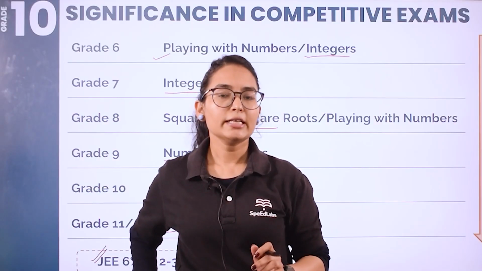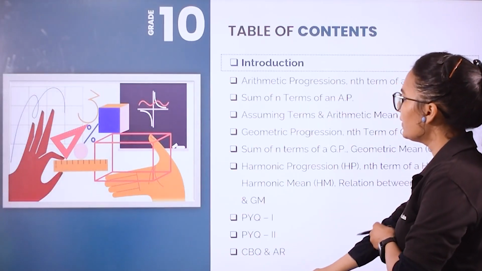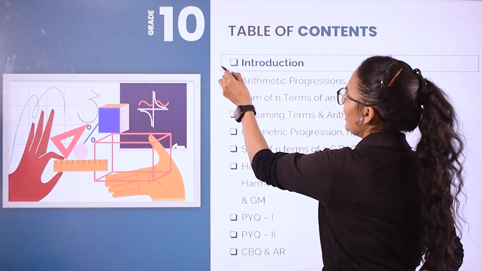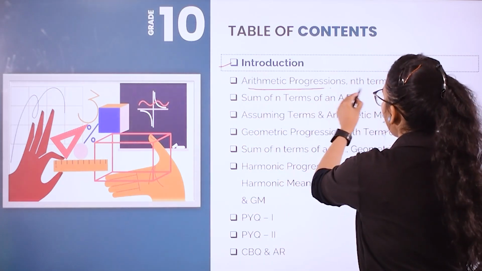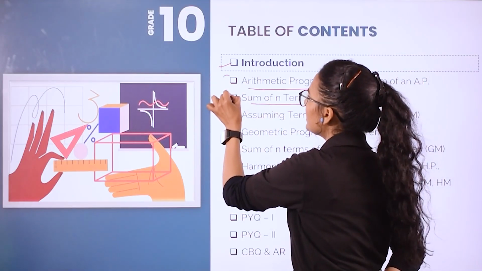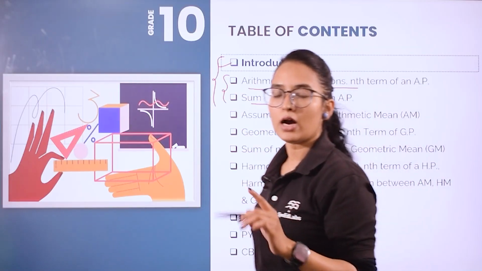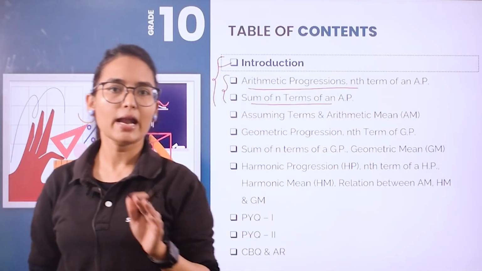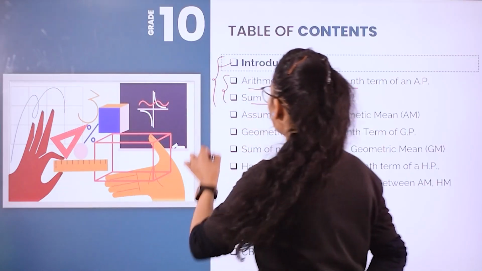So now let's start with the contents here. Let us see the list of contents that we are going to cover. In this video, we are starting with the introduction, as I already told you. Then we will be discussing the nth term of an AP, sum of n terms of an AP. So here, this is basically your board syllabus. How do you find the nth term of an AP and how do you find the sum of n terms of an AP? So this is your board syllabus.